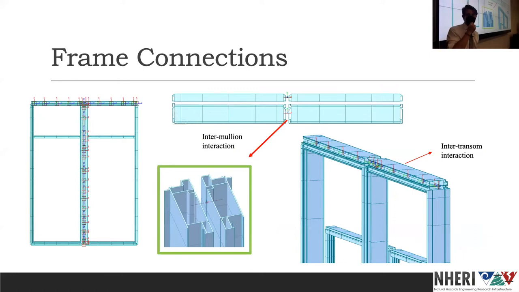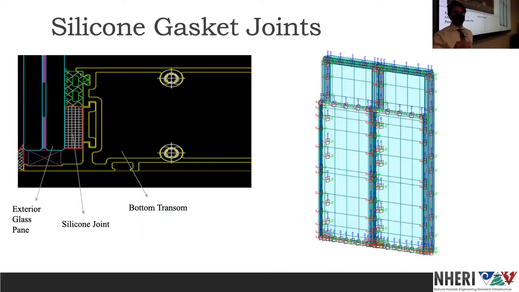Now, this is a close-up on the inner mullion interaction and the inner transom where the frames connect. They also connect elsewhere, but this is really just to connect the two panels together between the vertical and the horizontal. Zooming in on the silicone gasket joints on the left for the AutoCAD, you can see where the panel connects to the transom from the silicone gasket joint. Again, the colorful XYZ axis shows this.